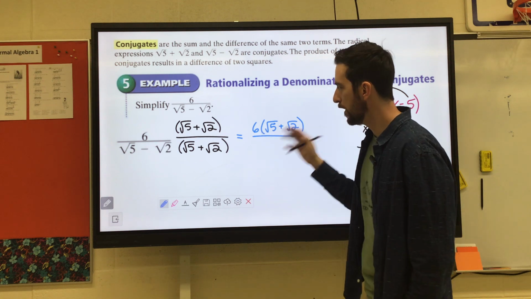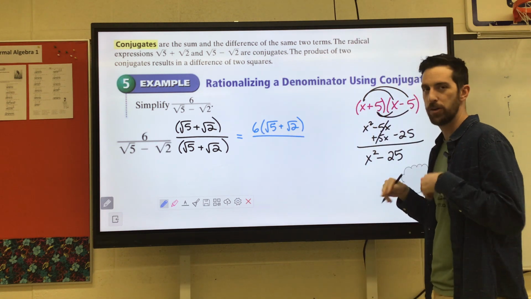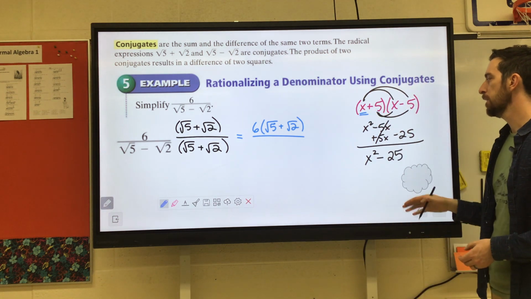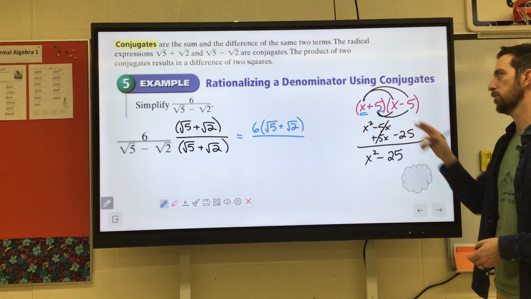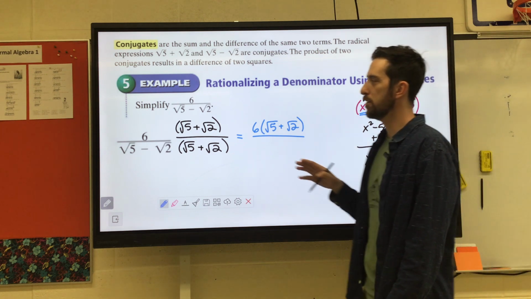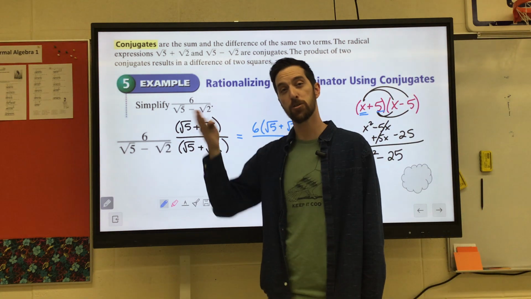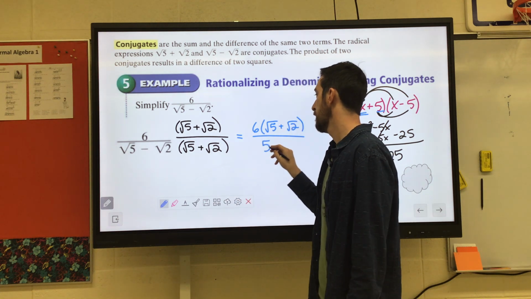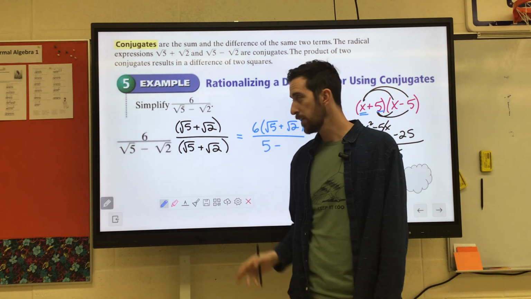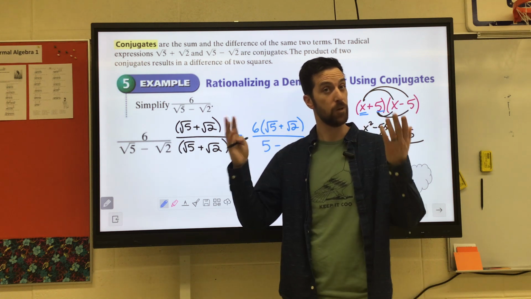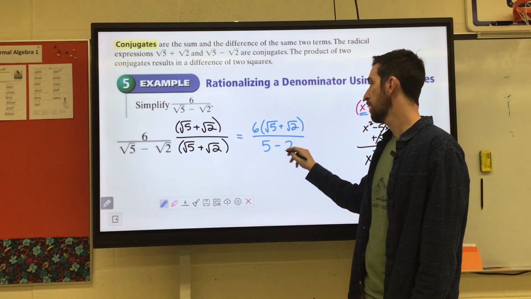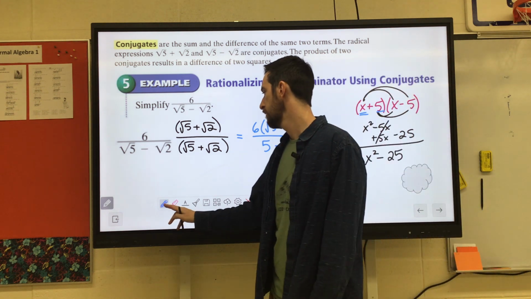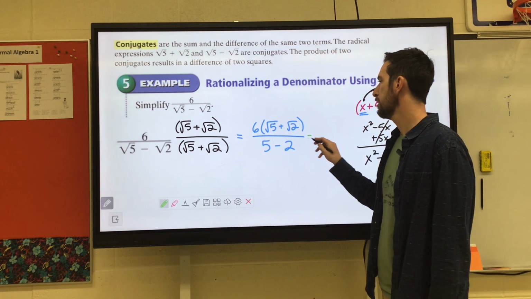Our denominator, when you have those difference of squares, those conjugates, the shortcut was you square the first term, you always put minus, and you square the second term. So if I square the first term, the square root of 5 squared is just regular 5. Put a minus. Square the second term. The square root of 2 squared is just 2. That's it. Now, look at that denominator.